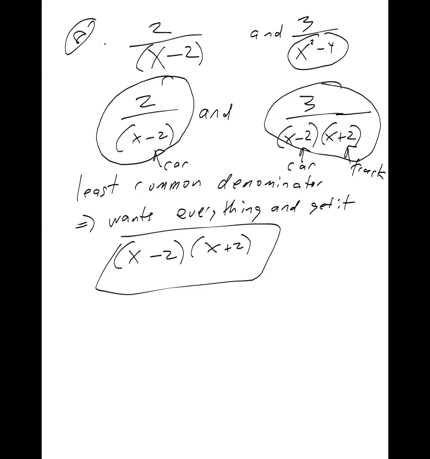Because you already have a car, so you don't need another car. You just want to have a truck as well. So basically, in this case, Mr. Jones has the common denominator already. He has everything. But you have to get more stuff in order to have the common denominator.